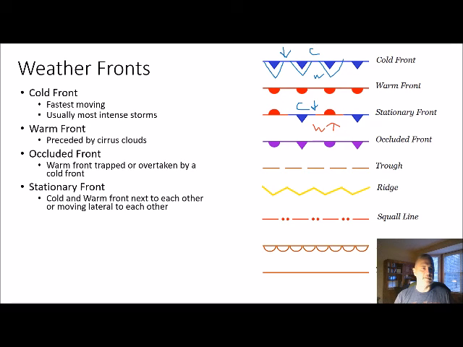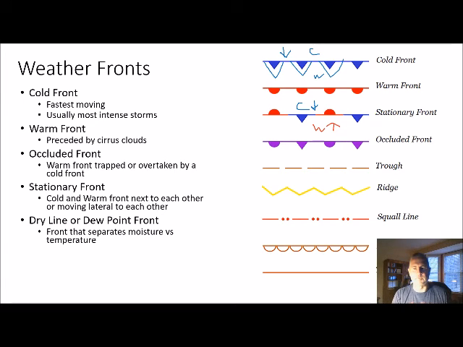The most intense storms are going to be in front of a cold front. Second most are usually going to be in front of an occluded front. A dry line, or dew point front, is actually a front that distinguishes moisture on one side or the other, not necessarily temperature. You'll see those in the Southwest a little bit. And actually tornado hunters like to look for dry lines because you do get a lot of storms along dry line fronts as well.